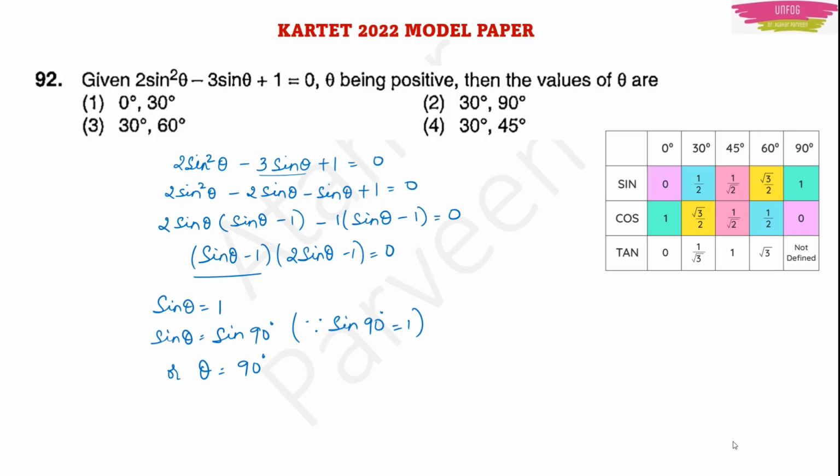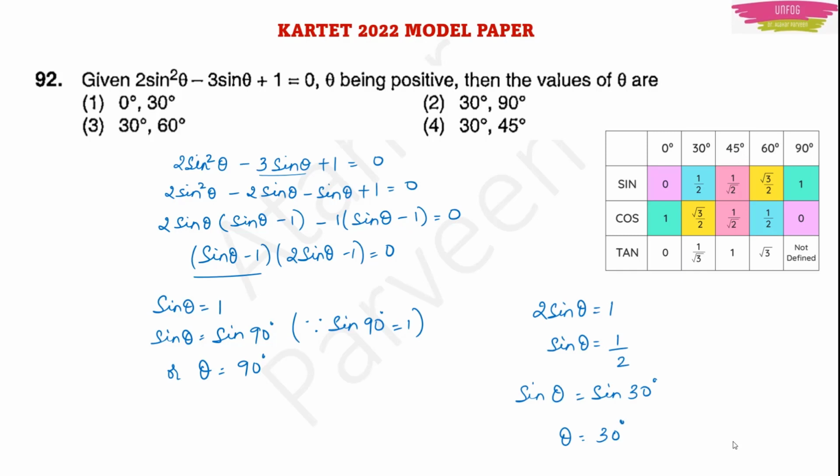Okay. If you are smart enough, you will stop calculating here only. See in the options, only one option has 90 degrees. No other options have it. Then obviously the other theta will be 30 degrees only. So option 2 will be the right answer. Now only I can say. But still if you want to calculate, you can calculate it.